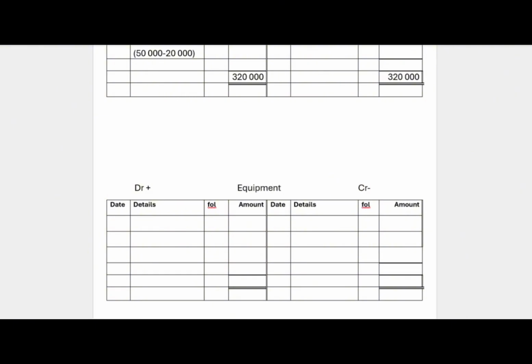Equipment account, right? The equipment account is an asset account. Obviously, the opening balance will be on the debit side, the same as other non-current assets. Balance brought down, and then also we're going to determine the closing balance. Balance carried down.